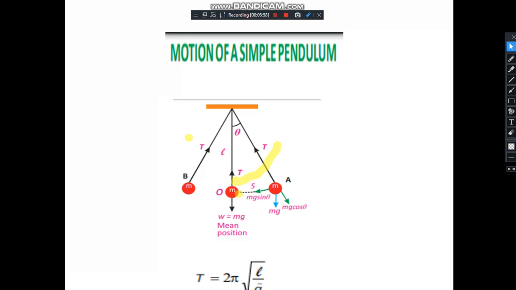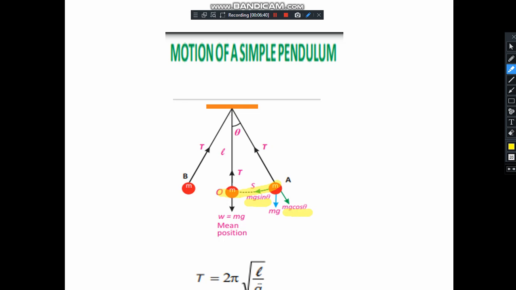Motion of a simple pendulum. The motion of a simple pendulum is also an example of simple harmonic motion, where a ball is attached to a string, where L is the length of the string and T is the tension produced in the string. When the ball is at the mean position O, there is no force exerting on the ball, but when we move the ball to the A point, at this point the ball experiences two components of force, mg sin theta and mg cos theta.